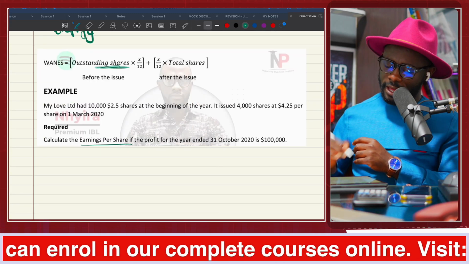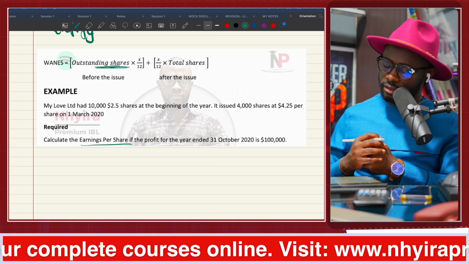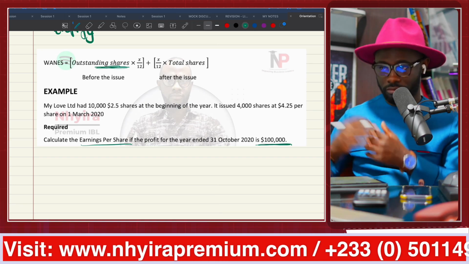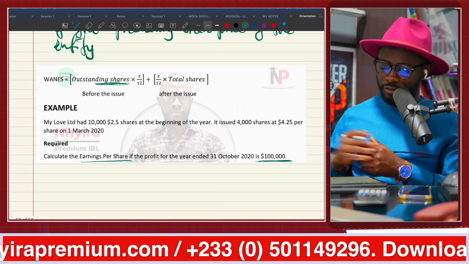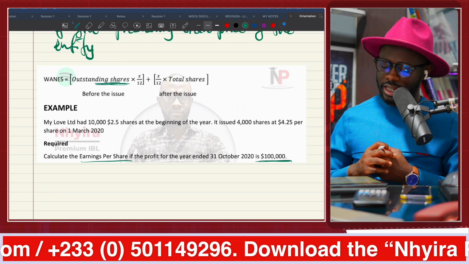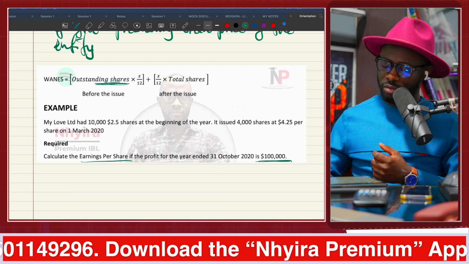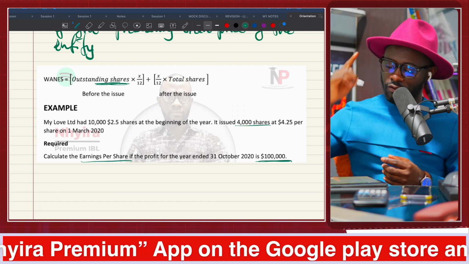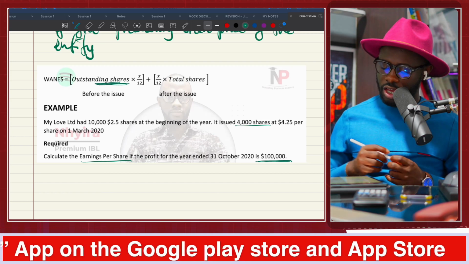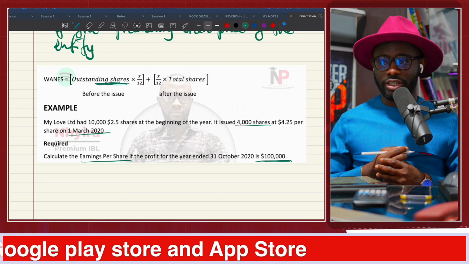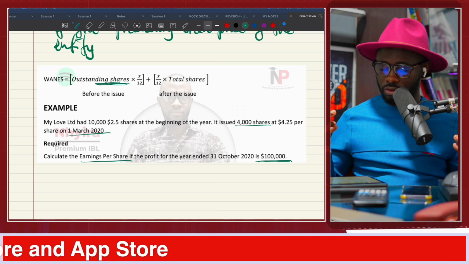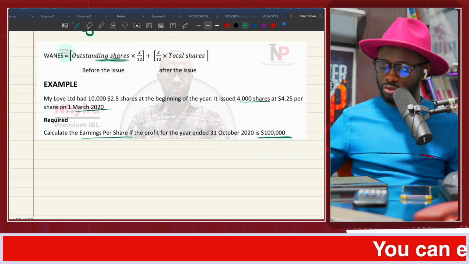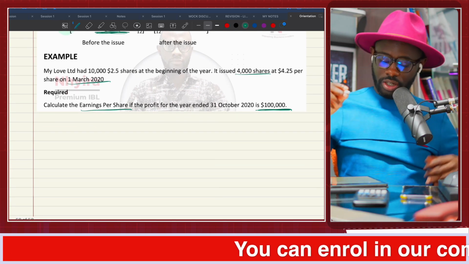Calculate the earnings per share if the profit for the year ended 31st October 2020 is $100,000. My Love Limited had 10,000 shares at the beginning of the year. It issued 4,000 shares at $4.25 per share on 1st March 2020. So this is a full market price situation, and you know what you're supposed to do already, so let's go straight into it.